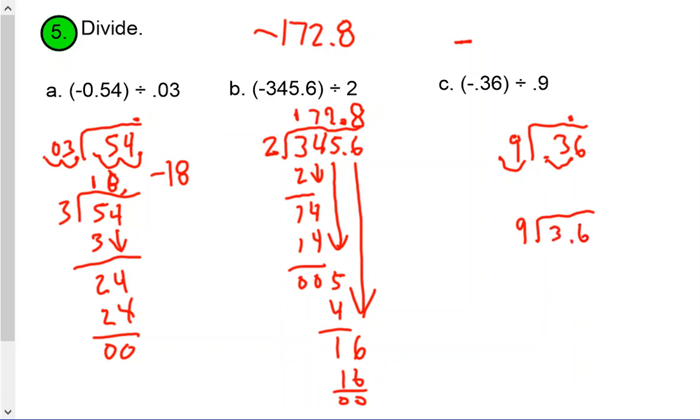And now we get 3.6 divided by 9. Okay, so 9 doesn't go into 3, but 9 goes into 36. 9 goes in 4 times. Okay, so we can put the 4 and 36. Then we are 0. So our answer becomes negative 4/10. Okay, so negative 36 hundredths divided by 9/10 will give you a negative 4/10.